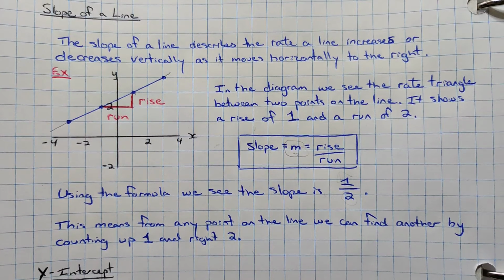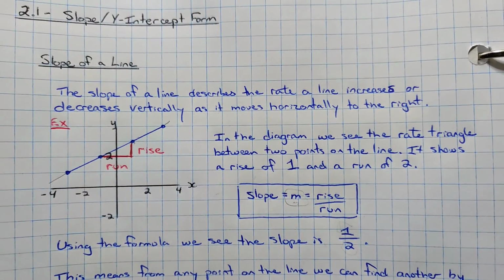In this one here, we're going to look at the slope y-intercept form of lines. With the slope y-intercept form, what we're looking at is a certain form of the line. We'll look at each component here and then put them together.